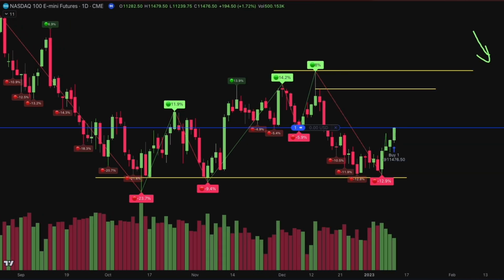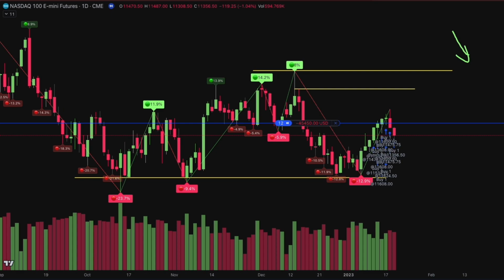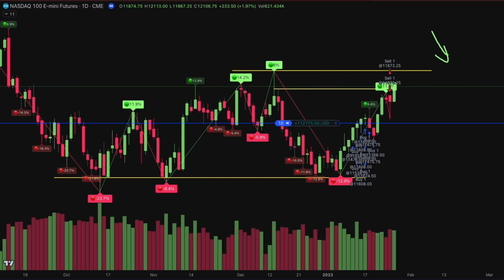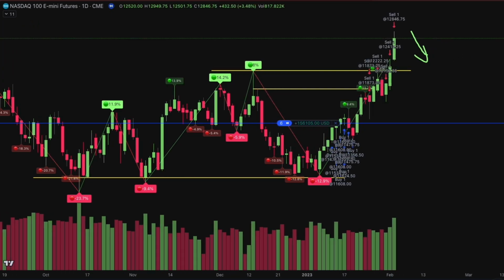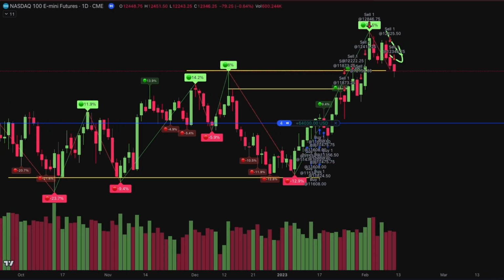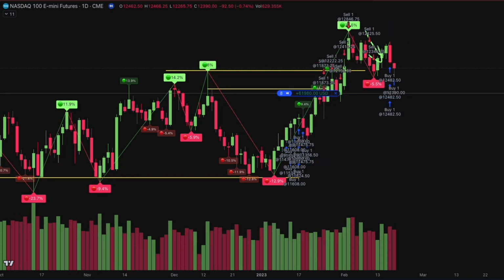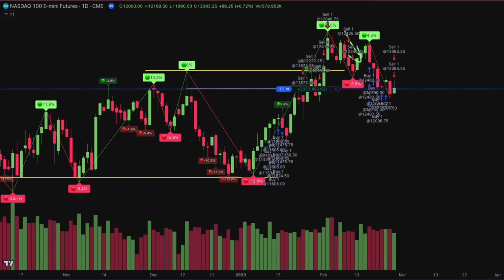Tip number 2. Don't overtrade and be patient. Don't trade just because you feel there's a potential trend reversal. Always wait for the signal to be confirmed. Rushing into a trade driven by emotions can expose you to high risk.